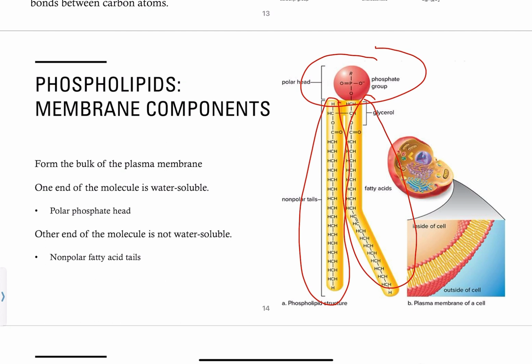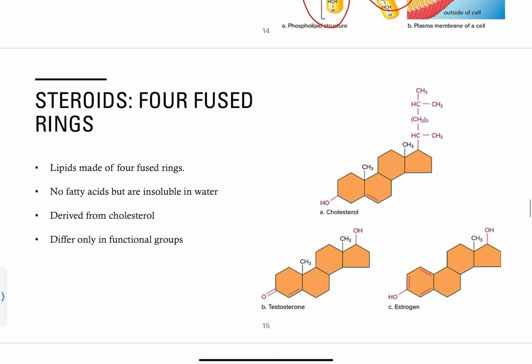So in water, they spontaneously form bilayers, which is basically the foundation of cell membranes, and it's going to help keep the inside of the cell distinct from its outside environment.